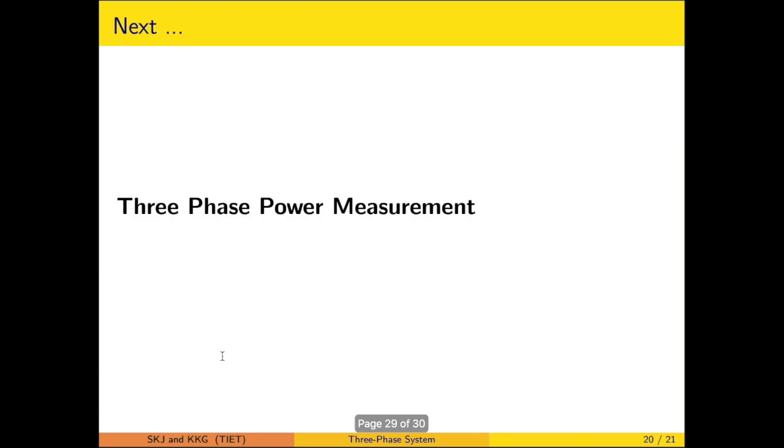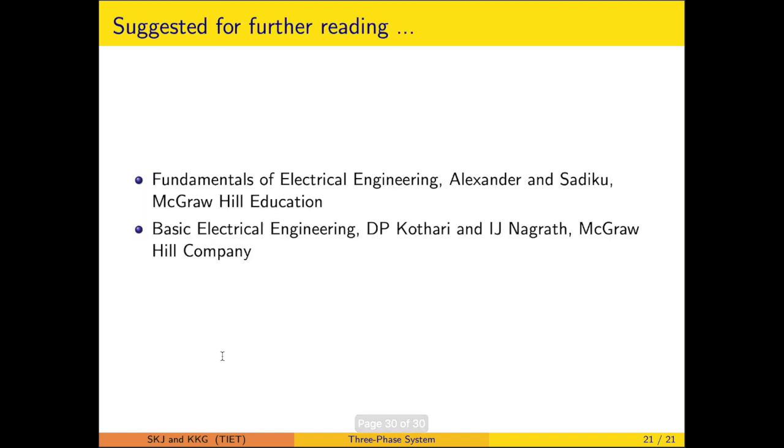So next we will be going for the three phase power measurement while having different techniques. For further reading you can refer these two textbooks.